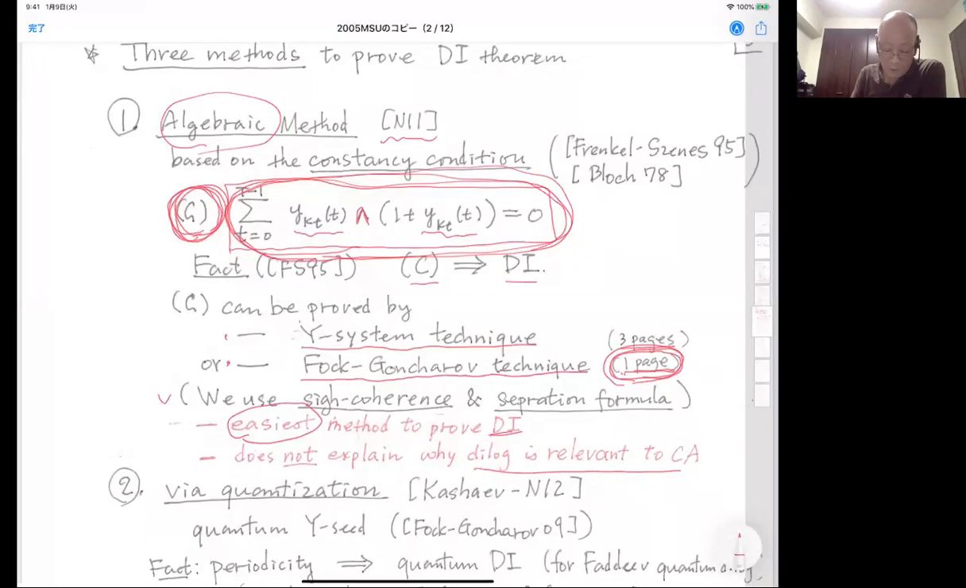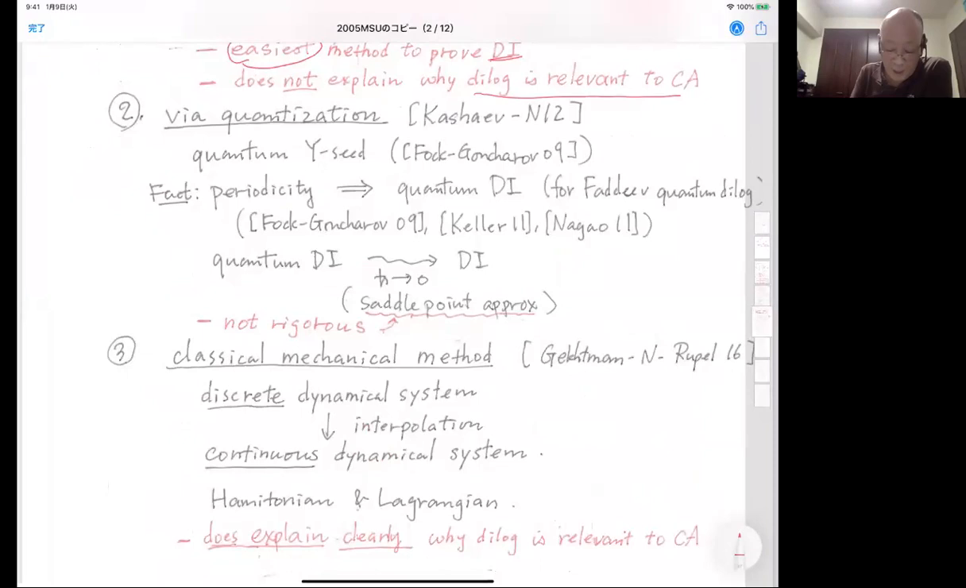The second method is via quantization, and this is due to Kashaev and myself. Here I first consider the quantum Y-seed. This is considered by Fock and Goncharov, and the fact is the following. From the periodicity of the classical Y-seed, one obtains a periodicity of the quantum Y-seed. So periodicity is preserved by quantization. And once you have such periodicity, you can rather straightforwardly obtain a quantum dilogarithm identity. So the quantum case is easier than the classical case, I would say.